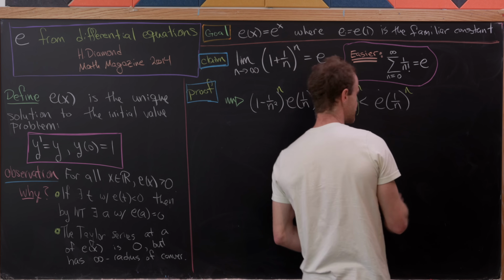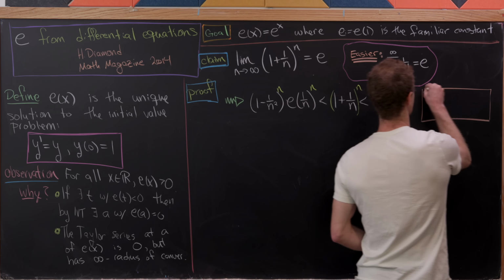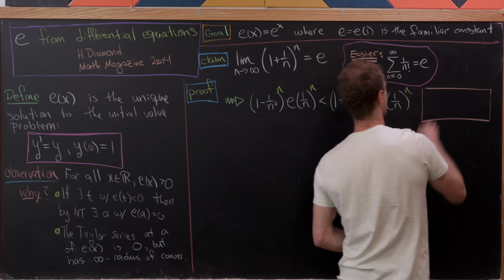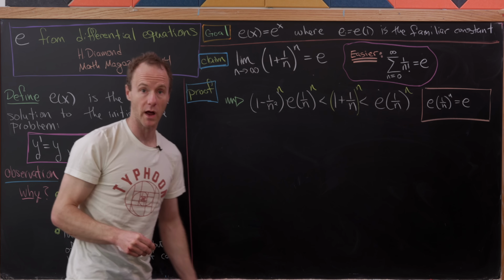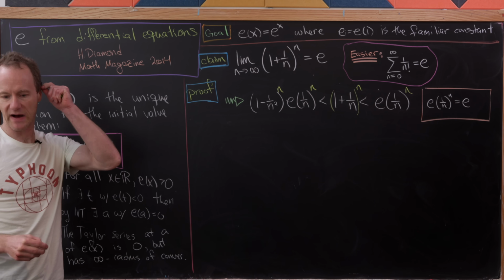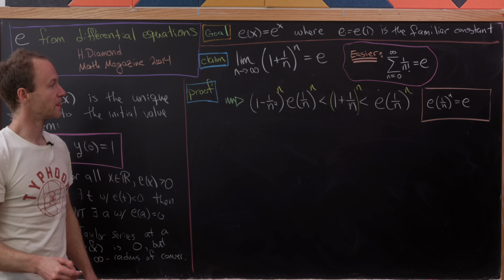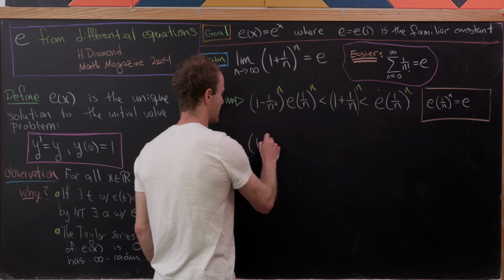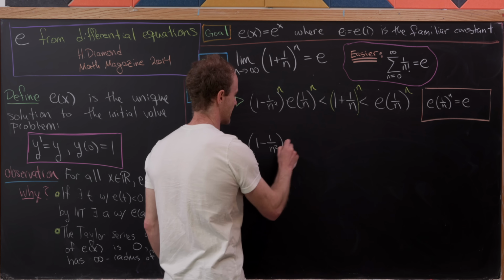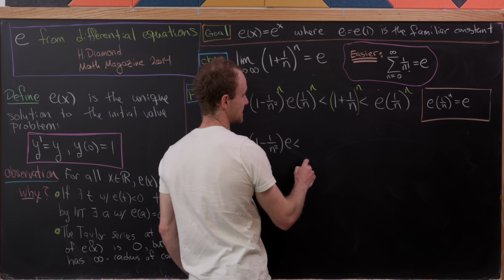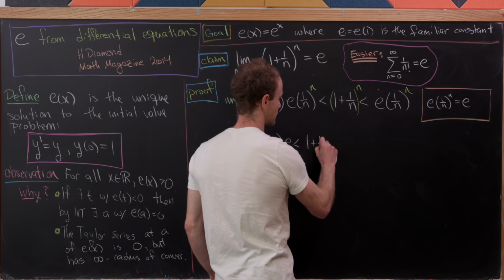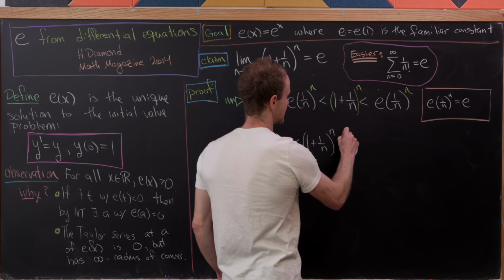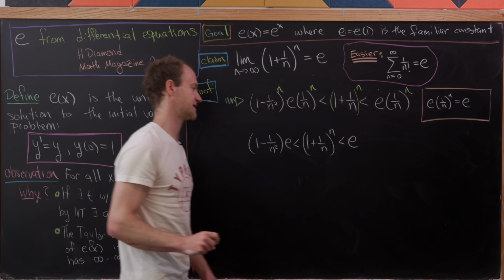And then, let's observe over here from one of our very original claims, we know that e to the 1 over n raised to the n is equal to e evaluated at 1, which is simply equal to e by our definition. Okay, so let's bring that down. So we'll have 1 minus 1 over n squared times e is less than 1 plus 1 over n raised to the n, which in turn is less than e.